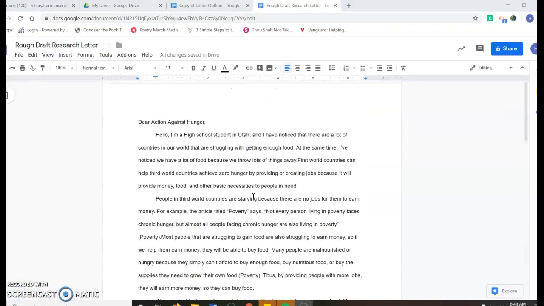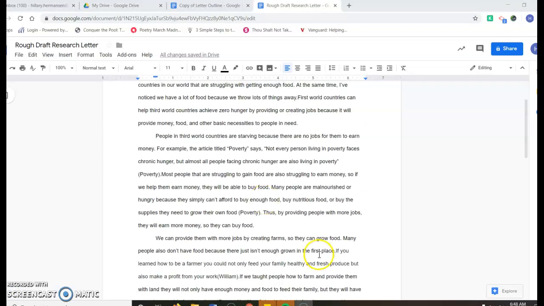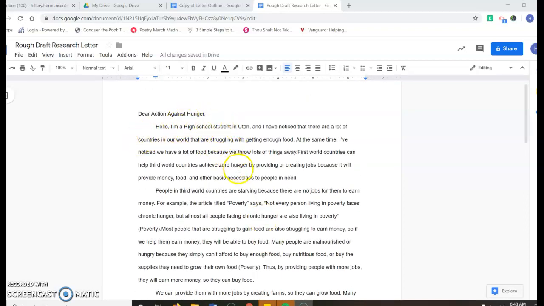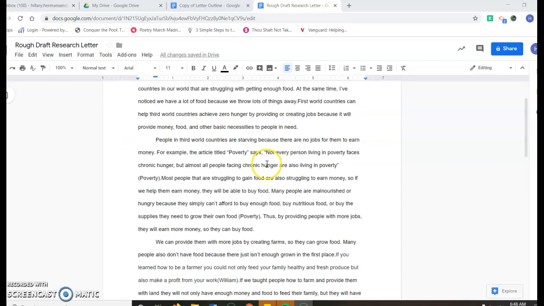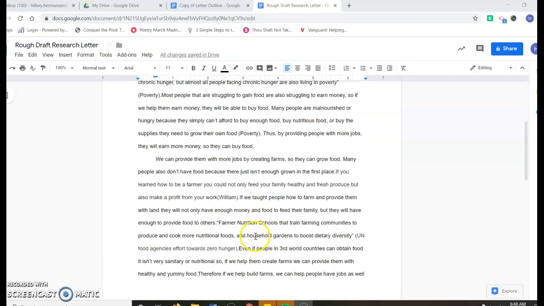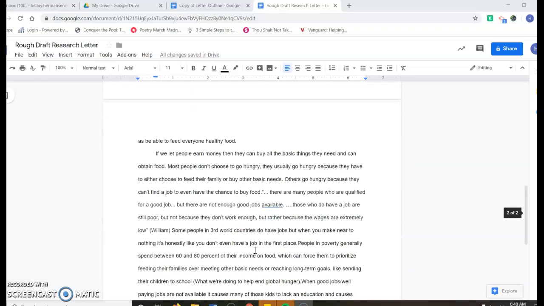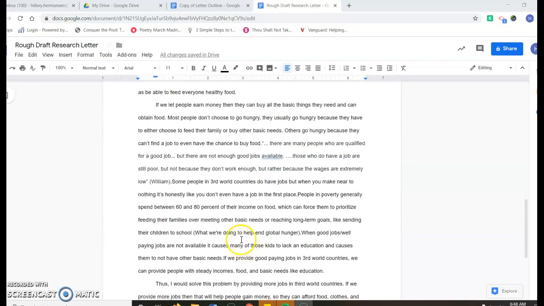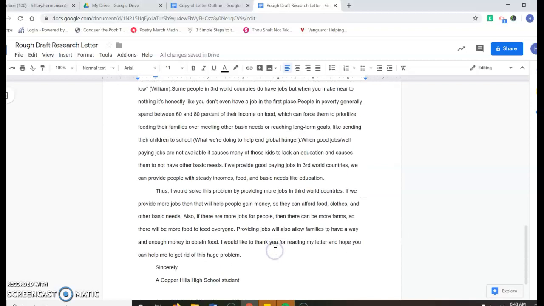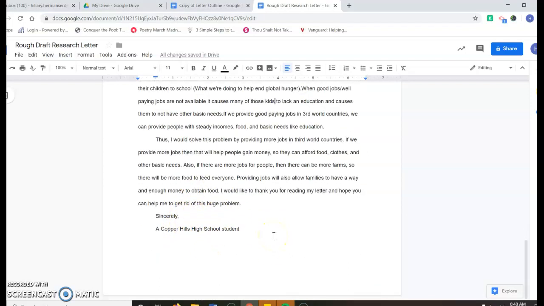Okay, so here I've now gone through and copied and pasted everything over as well as read through it and added more reasoning if I needed it. So notice that we have a simple dear action against hunger. We've got a first paragraph. We have another paragraph. Notice that there's in-text citations. Again, in-text citations looking good. There's about 2 pieces of evidence per paragraph. When I'm reading it, if I see numbers, I'm going to immediately go look for an in-text citation, which is down here. So good. And then UN, sincerely, a Copper Hills High School student.